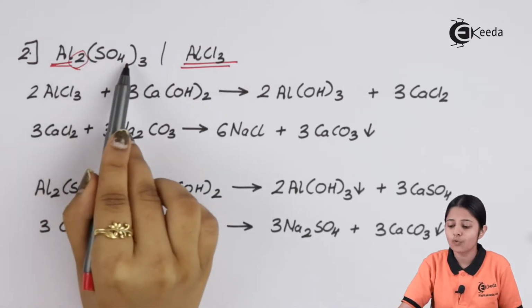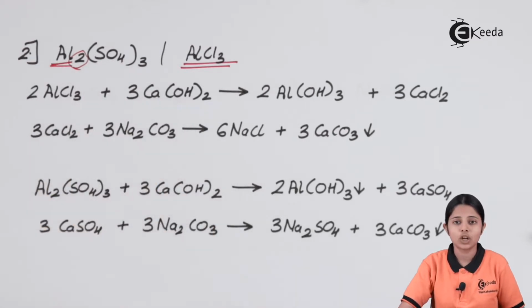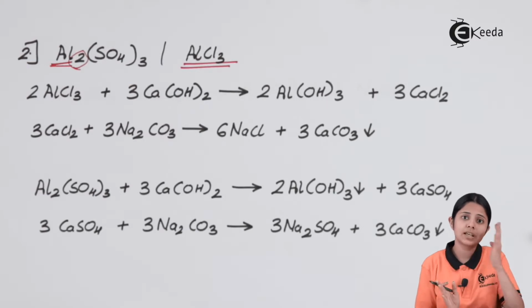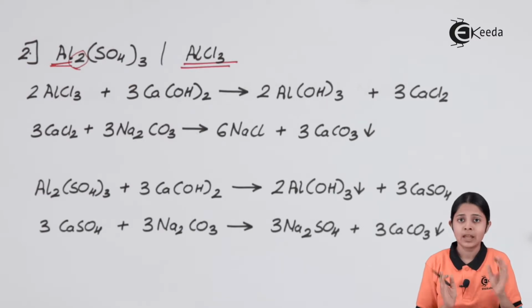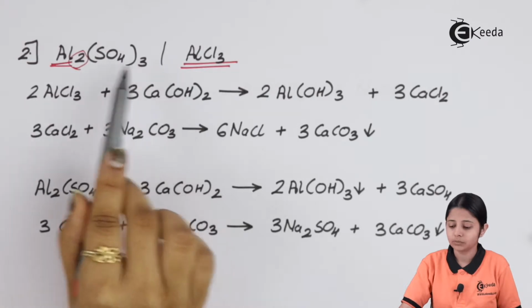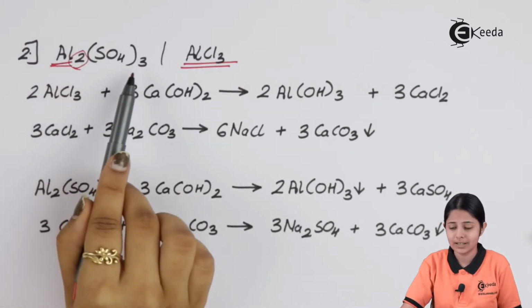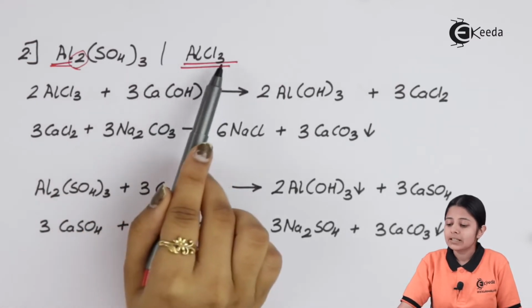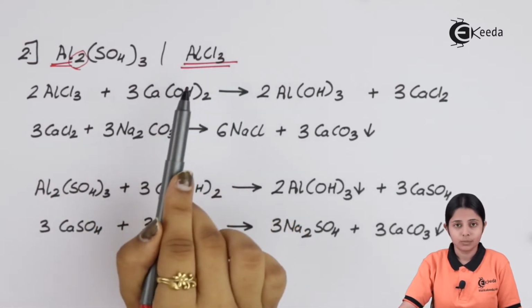Then I have SO4. Now this SO4 has a charge of 2 minus. If I want to make SO4 to a charge of minus 6, to compensate the plus 6 of 2 Als, I will have to use 3 SO4s over here. And that's the reason why I have written SO4 thrice. So Al2(SO4)3 is balanced in terms of charges. AlCl3 is also balanced in terms of charges.